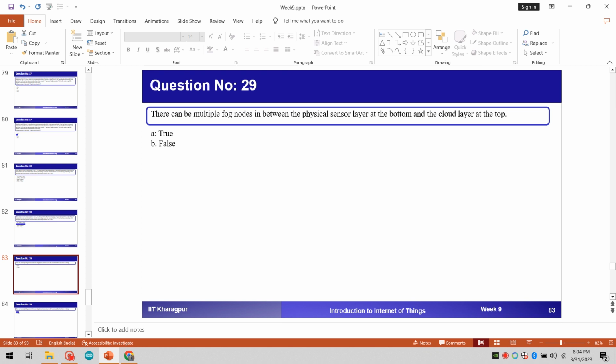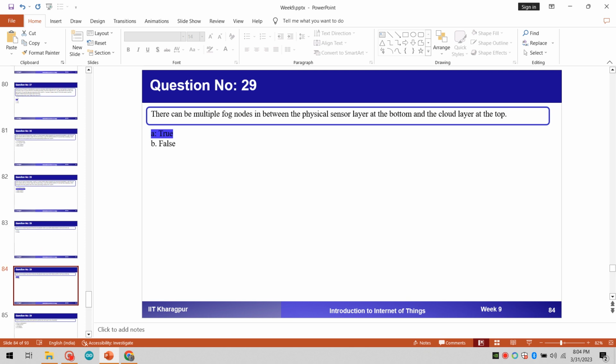Next question is, there are multiple fog nodes in between the physical sensor layer at the bottom and the cloud at the top. True or false? Anyone? So the correct option for this is true.